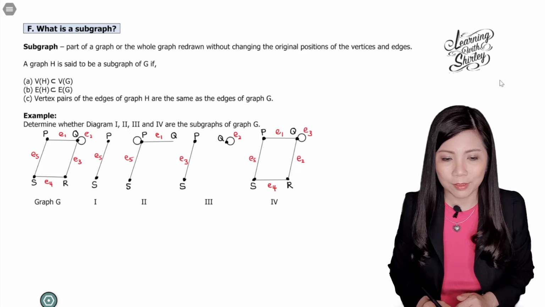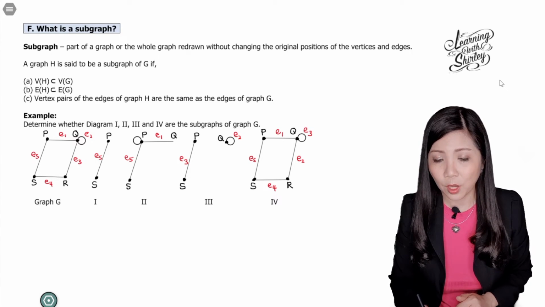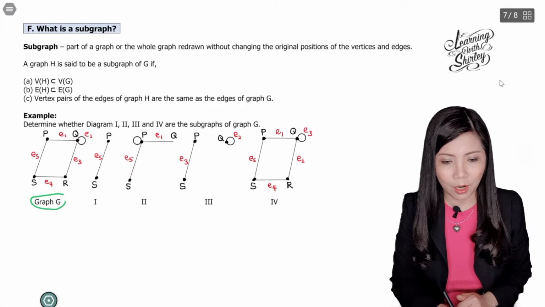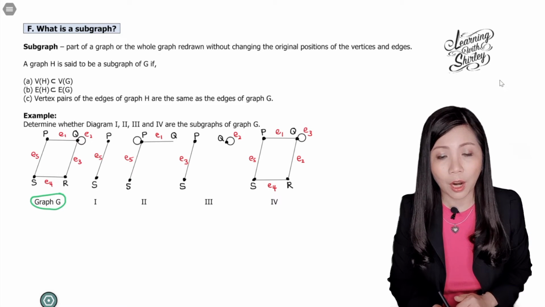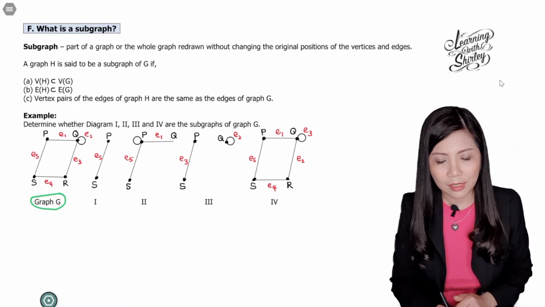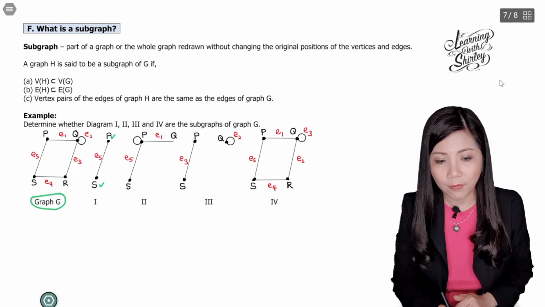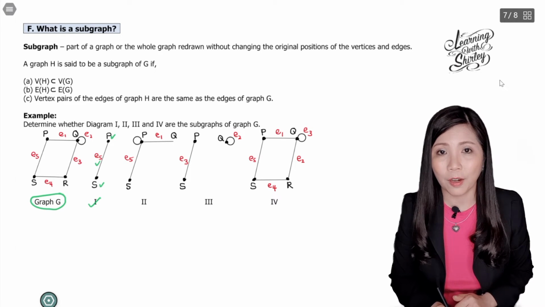Let's look at these examples. Determine whether diagrams 1, 2, 3, and 4 are subgraphs of graph G. Here, we're going to use graph G as a reference. Let's look at 1. Is 1 a subgraph of graph G? P and S are correct, this is correct, this is correct, and E5 is also correct. Therefore, 1 is a subgraph of graph G.